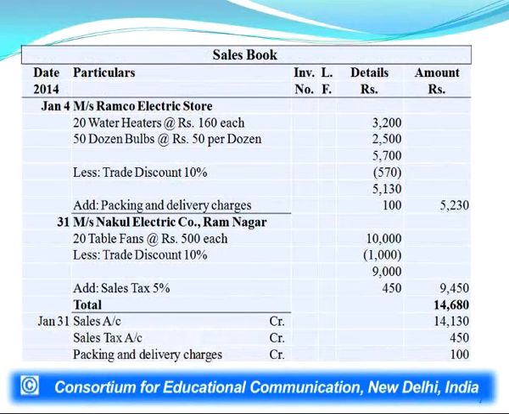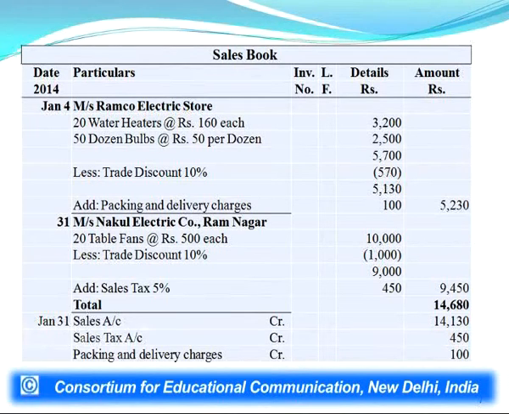So, we shall record only the 2 credit transactions, the cash transaction will not be recorded. The first transaction on January 4th: Ramco Electric Store, 20 water heaters at 160 each and 50 dozen balls at rupees 50 per dozen, total amount 5,700, trade discount 10%, 570. So, net amount is 5,130, and the packing and delivery charges we are also charging from the customer. So, they are also to be added in the bill, that is rupees 100. So, the total amount receivable from the customer is 5,230.